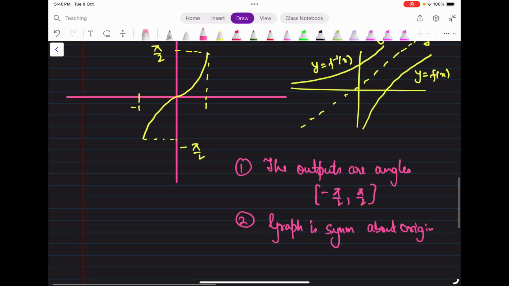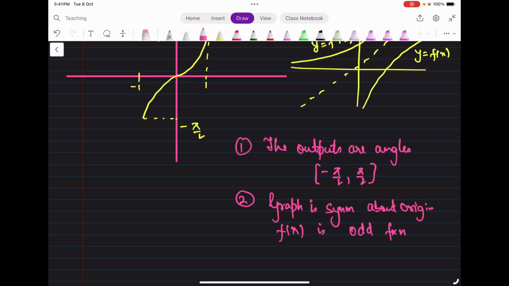If the graph is symmetrical about the origin, it means it is symmetrical in the opposite quadrants: whatever the shape is in the first quadrant, the same kind of shape is in the third quadrant. It means f of x is an odd function. Since it's an odd function, we can say that sin inverse of minus x will be minus of sin inverse of x. We should understand this.